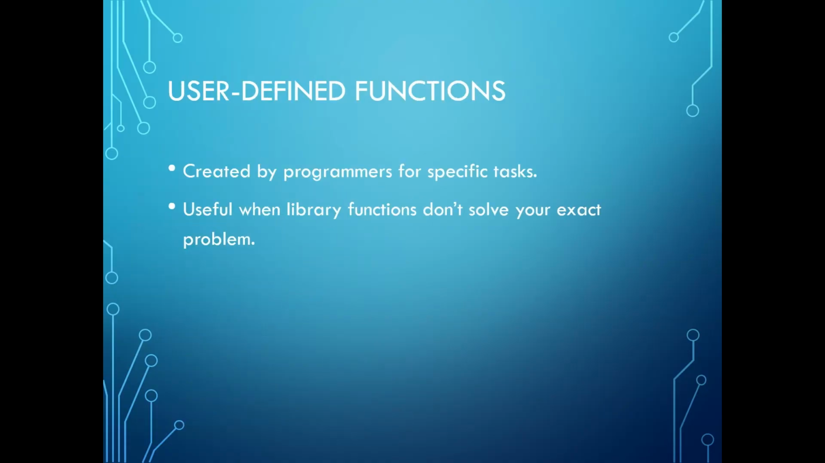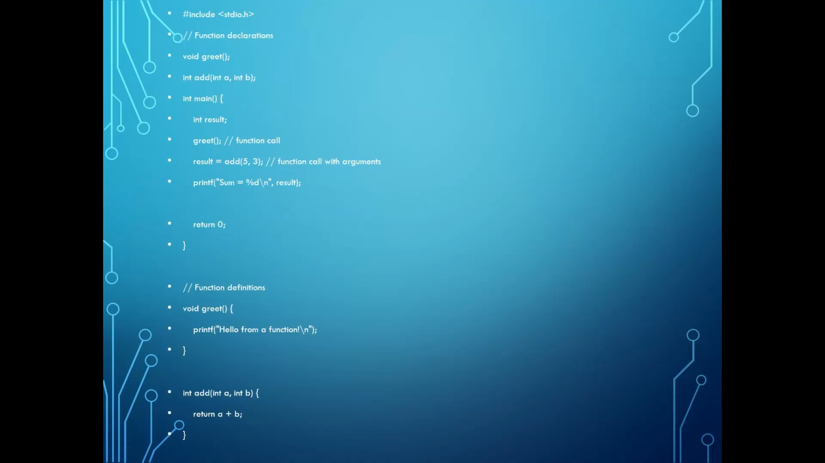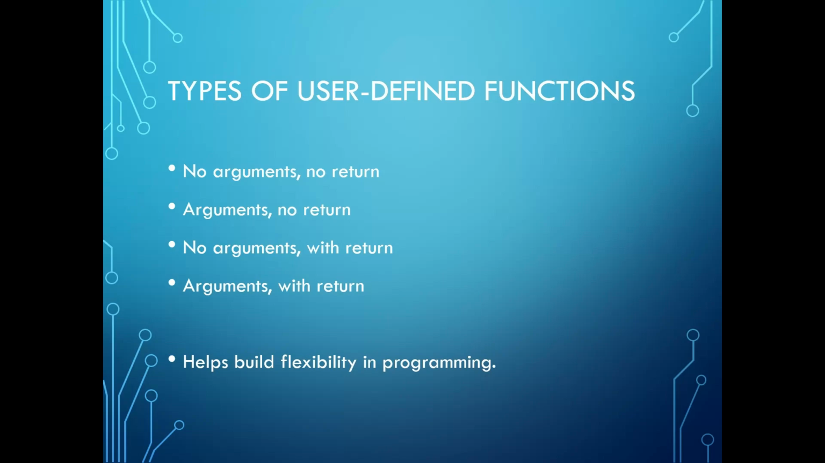So coming to the next one, user-defined functions. They are created by the programmers, for a specific task, and they are useful whenever the library functions don't solve your exact problem. We are going to use these user-defined functions later. Basically four types of user-defined functions we use. Later we will study about it.